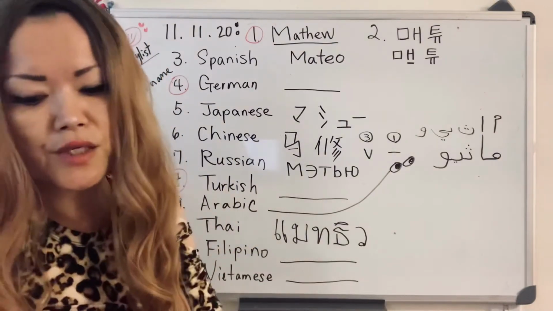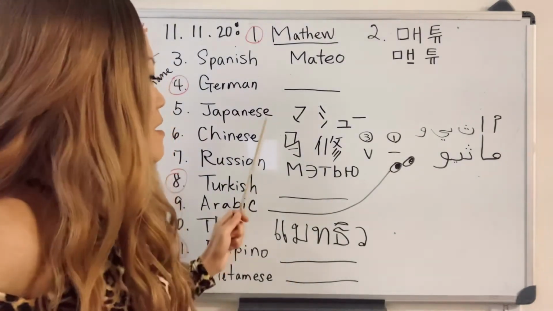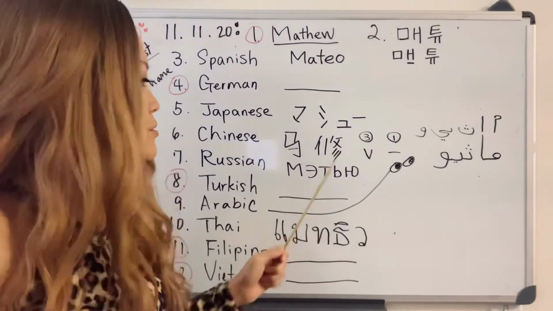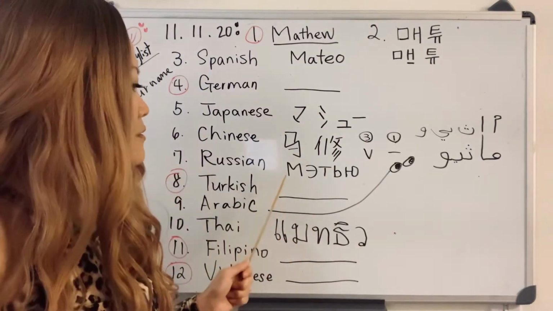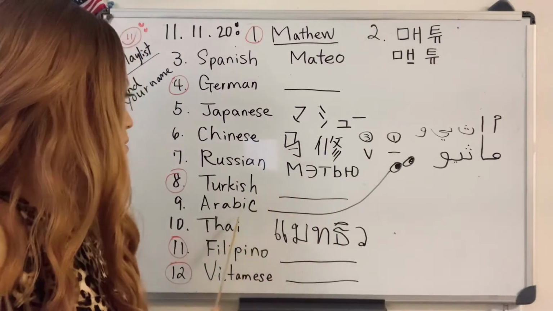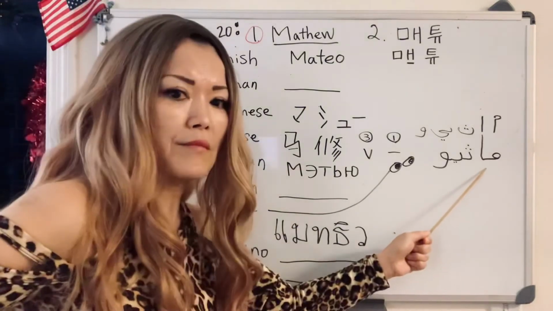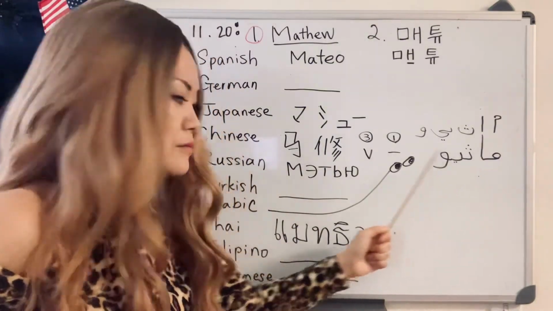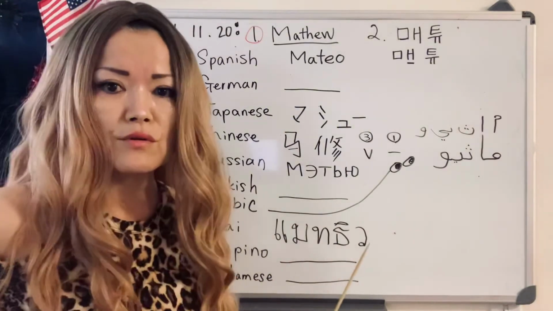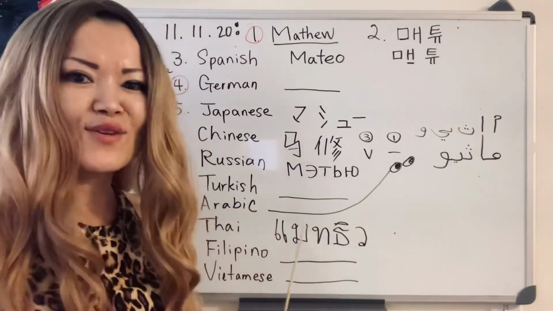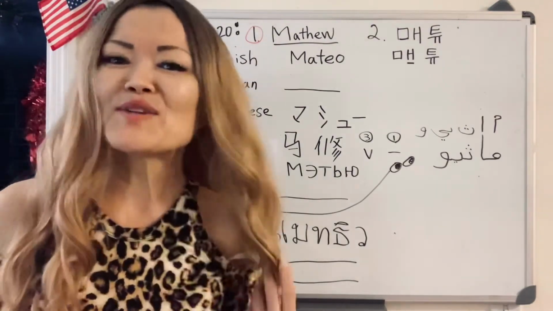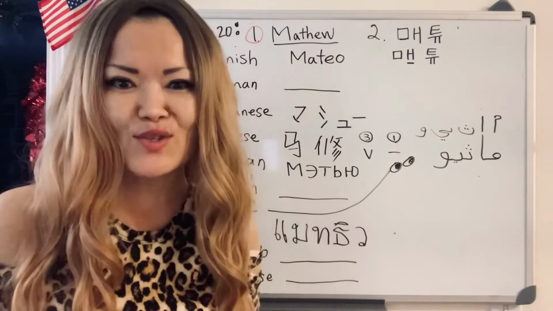In Chinese it's Mashu. Mashu. Russian, Matchu. Turkish, same. Arabic, Matthew. Okay, Thai, Matthew. So if you are Matthew, today why don't you practice writing your name in a different language?